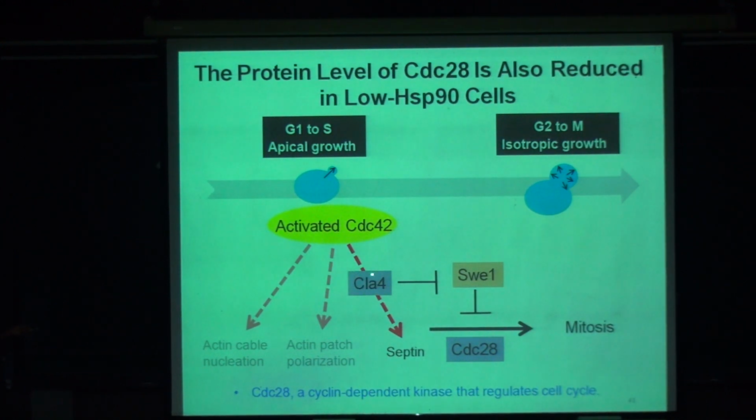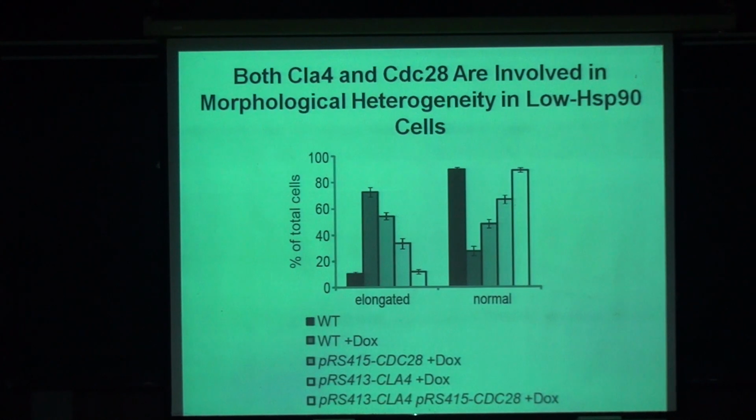So in the end, what we show is that in the low Hsp90 cell, two proteins get affected, CLA4 and CDC28, and both of them are reduced to low levels. The interplay between these two proteins creates a very noisy phenotype. To confirm that, again we do a genetic experiment. If we overexpress both proteins I just mentioned, and you look at the white bar, then even in the low Hsp90 cell they become normal. They are not noisy anymore; all the cells have a normal phenotype.